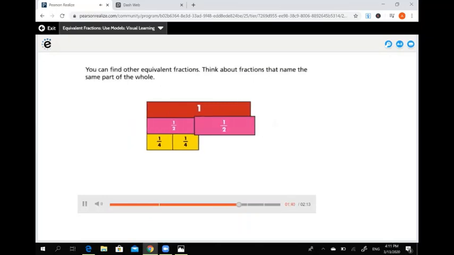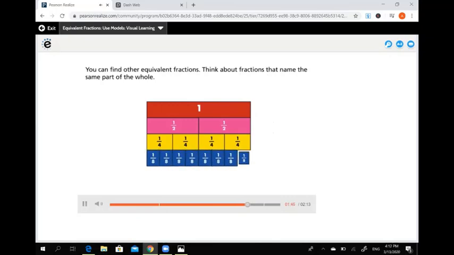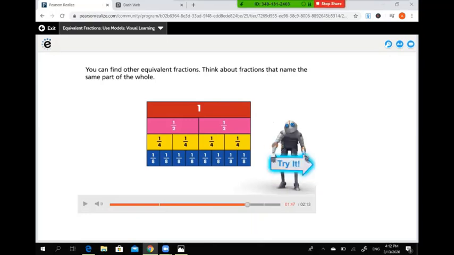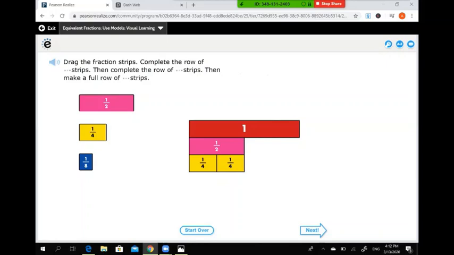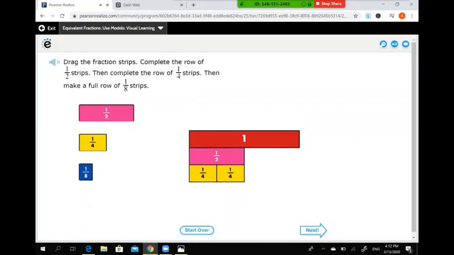You can find other equivalent fractions. Think about fractions that name the same part of the whole. Let's try. Drag the fraction strips. Complete the row of 1/2 strips. Then complete the row of 1/4 strips. Then make a full row of 1/8 strips.